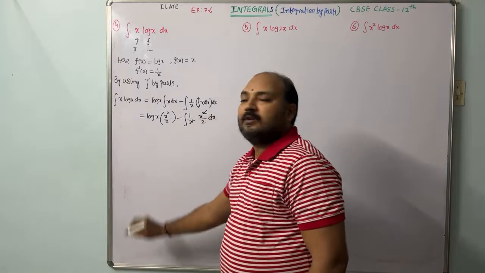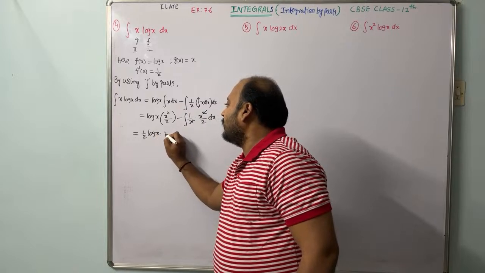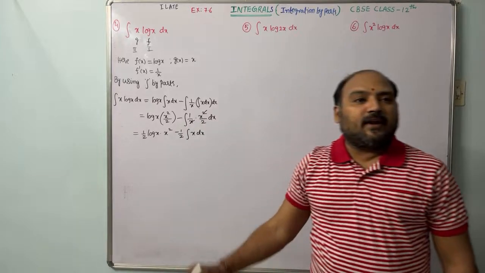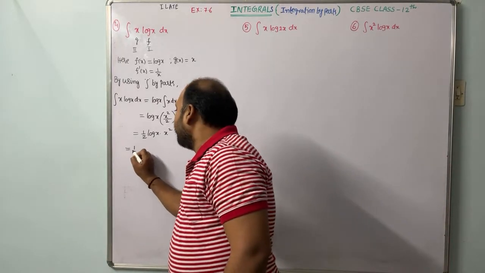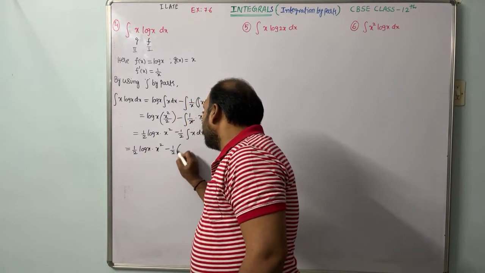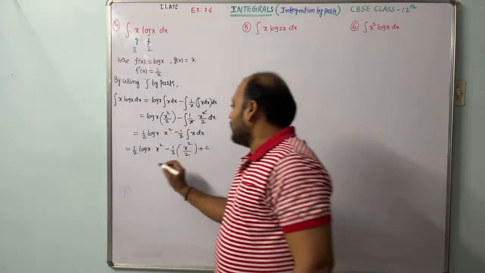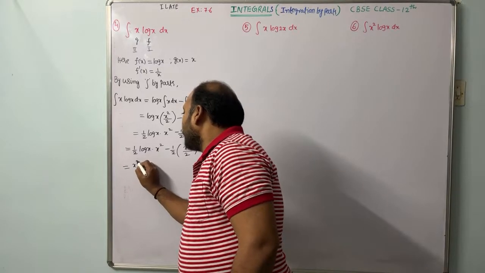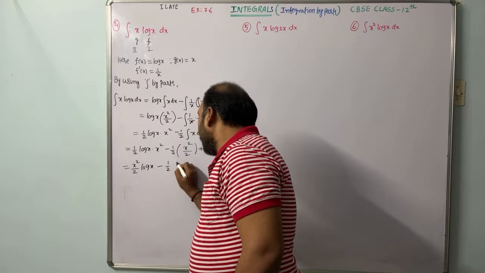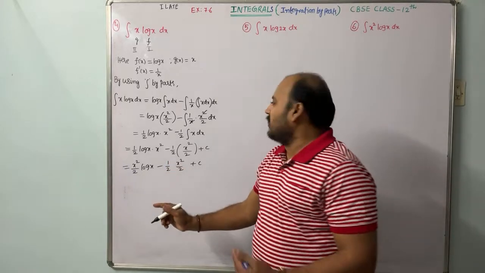So one of the x cancels. So it will be equal to 1 by 2 times log x into x square, minus 1 by 2 into integral x dx. Integral x dx again you have to find out: 1 by 2 log x into x square minus 1 by 2 into integral x dx is x square by 2, plus c. So now take LCM or otherwise leave it like this only. x square by 2 into log x minus 1 by 2 into x square by 2 plus c. If you want to take x square by 2 common you can take, otherwise leave it like this only.